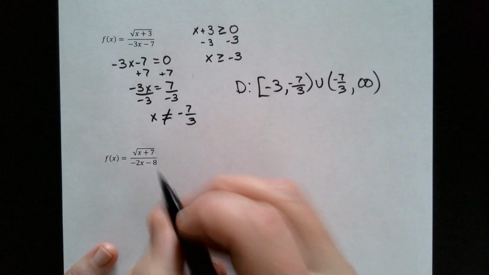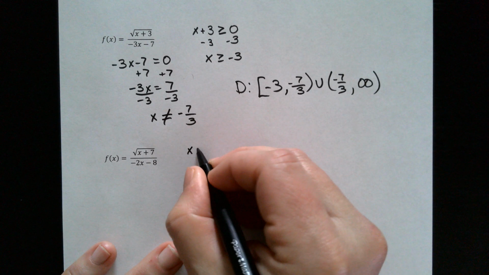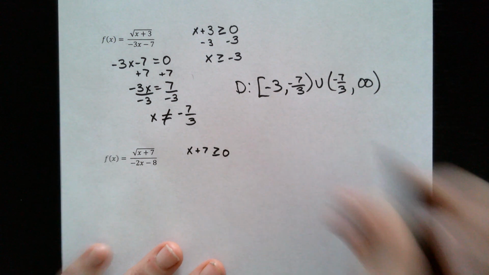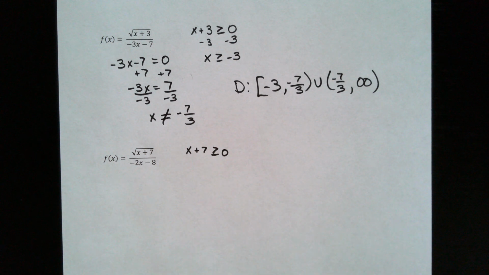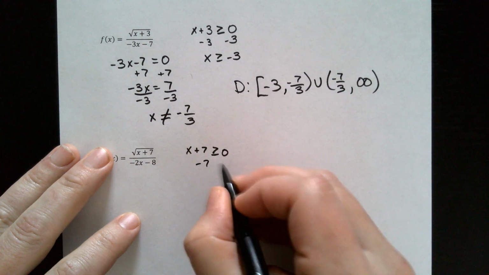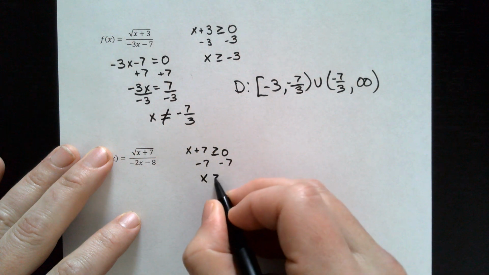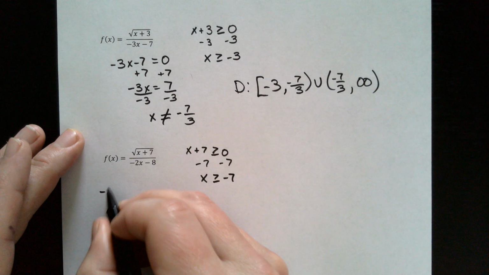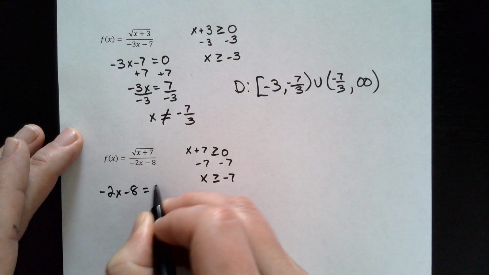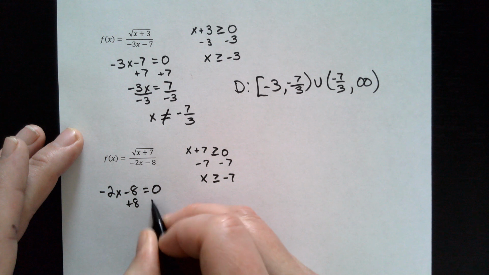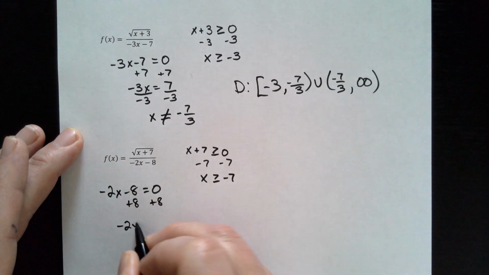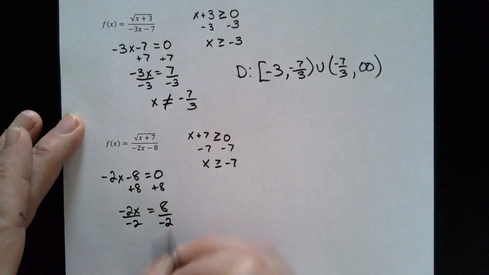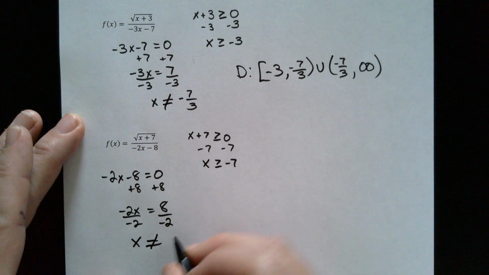Okay, one more. We have square root in the top, so we say x plus 7 is greater than or equal to 0, because it's on the top, not the bottom. So we subtract 7 from both sides. You get x is greater than or equal to -7. Okay, then on this, there's no square root, so we set -2x minus 8 equal to 0. Add 8, and we get -2x equals 8. Divide by -2. So we get x cannot be equal to -4.